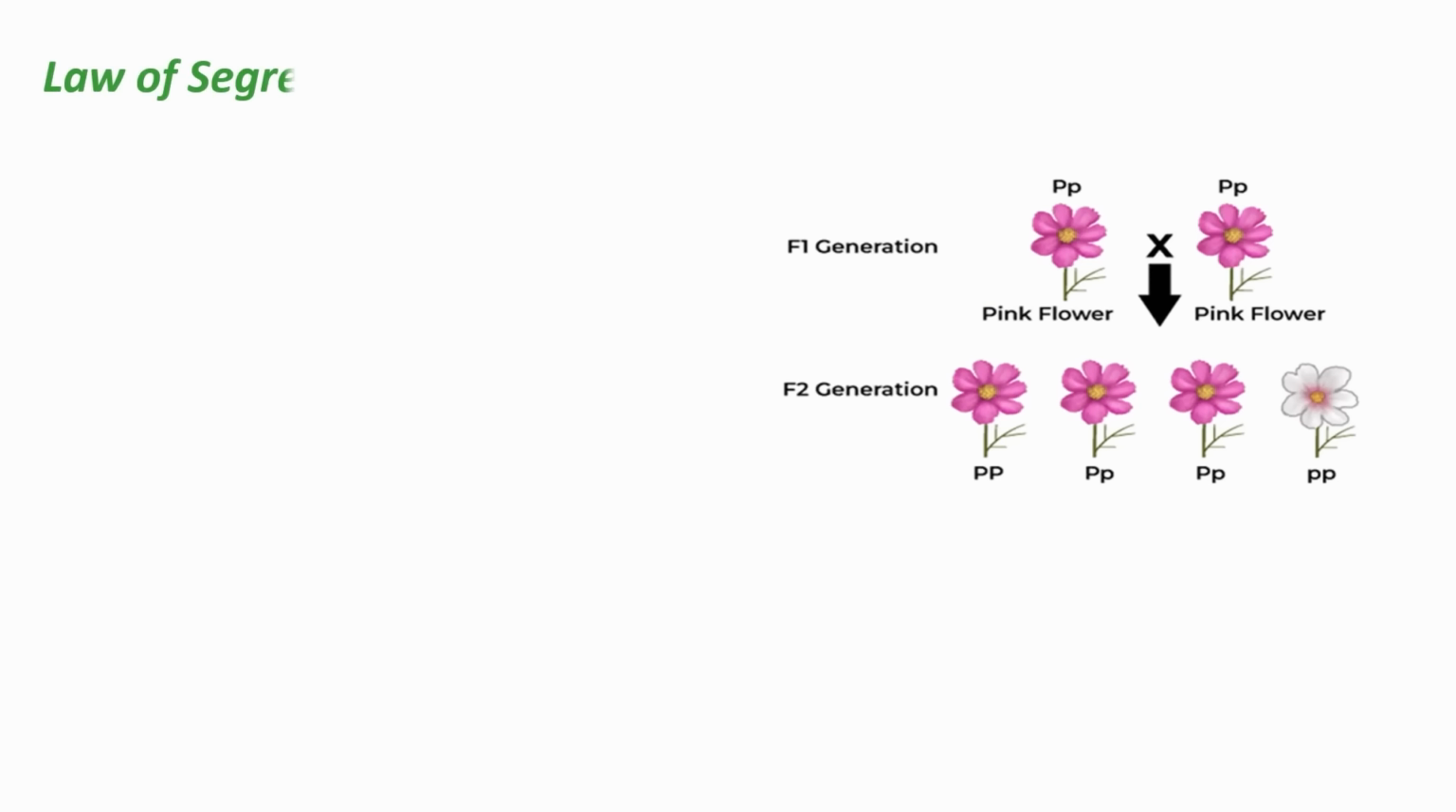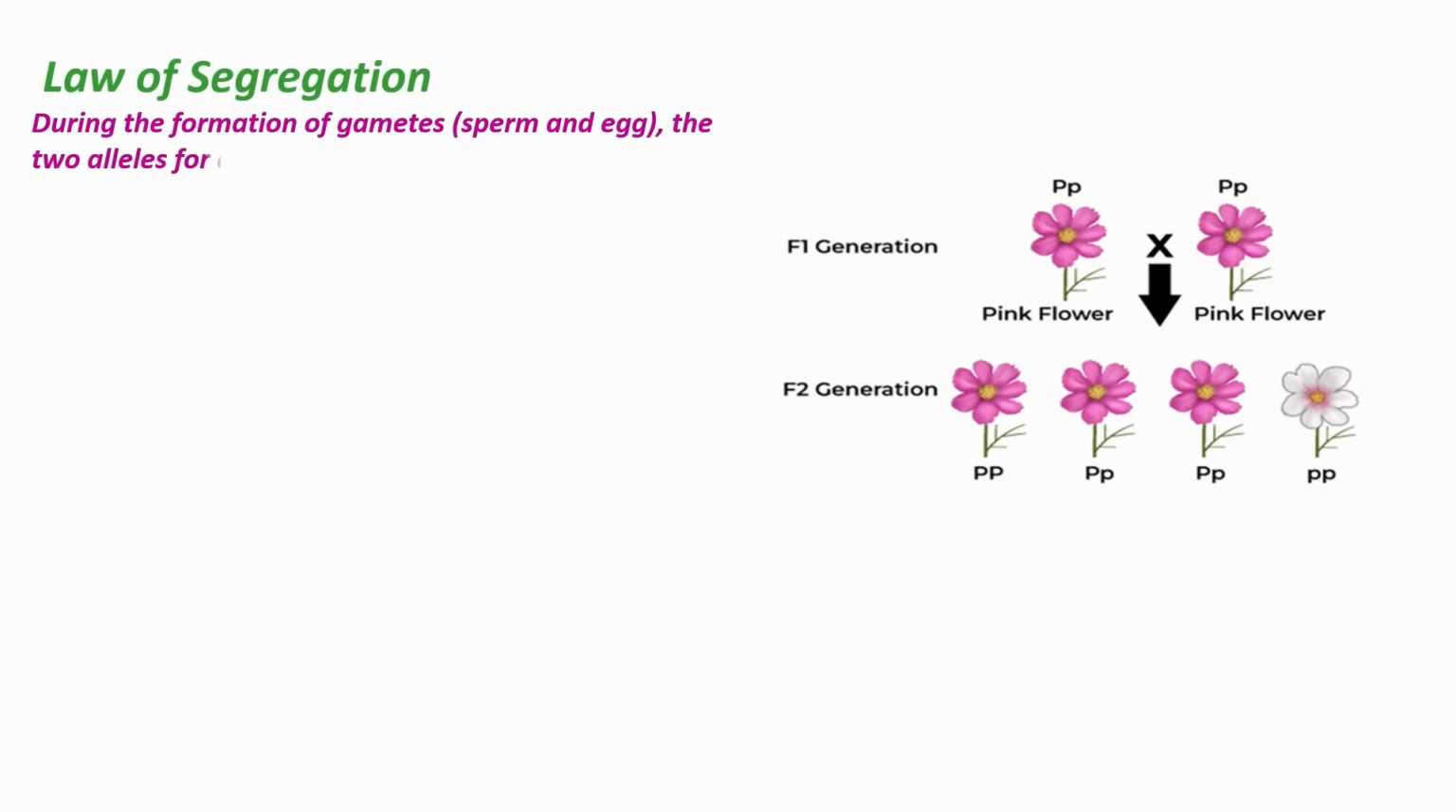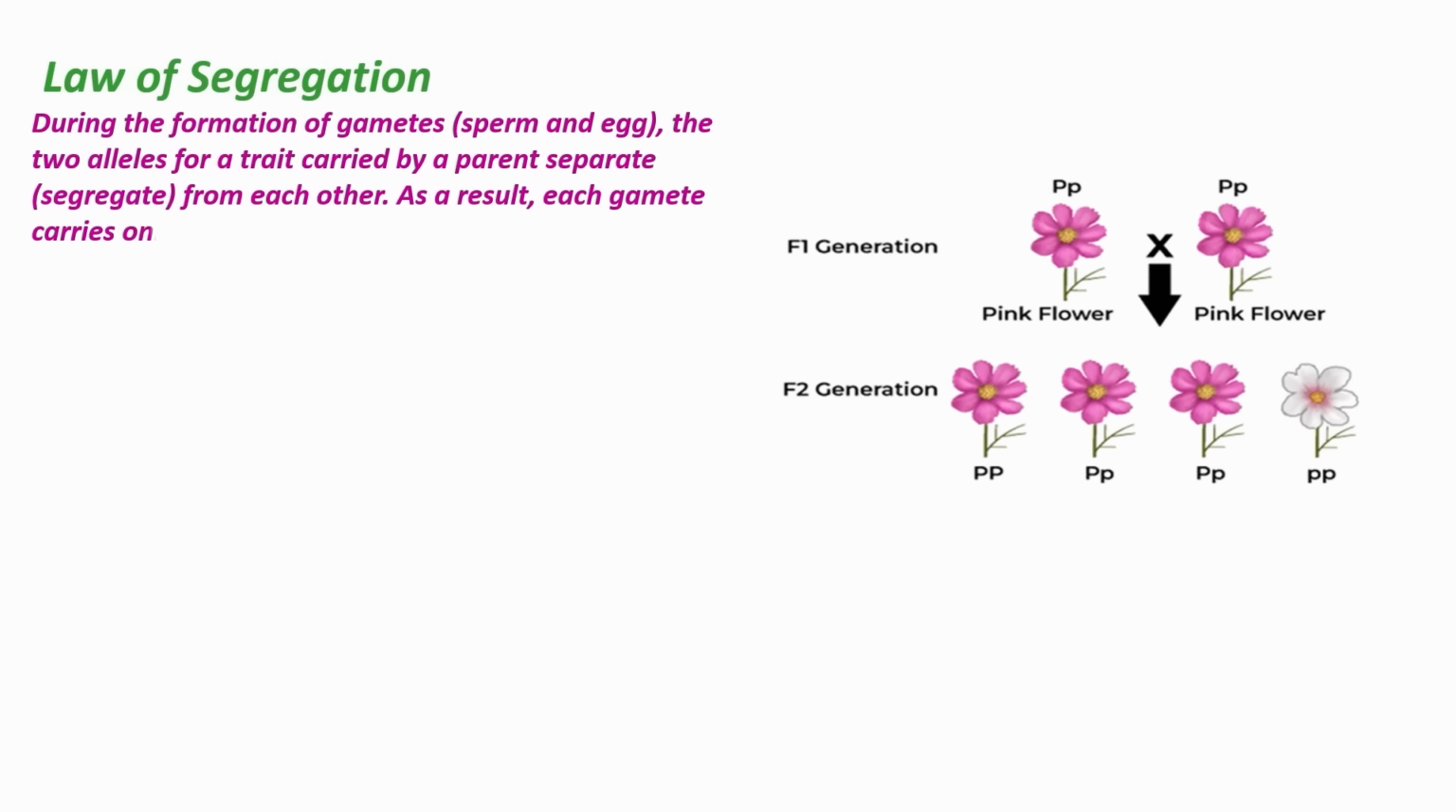Coming to Mendel's law of segregation, during the formation of gametes, that is sperm and egg, the two alleles for a trait carried by a parent separate or segregate from each other. As a result, each gamete carries only one allele for a trait.